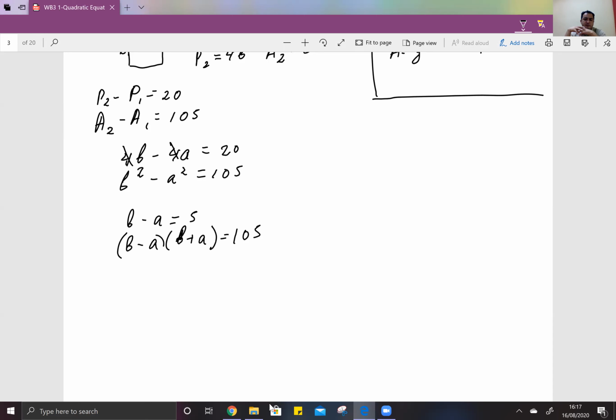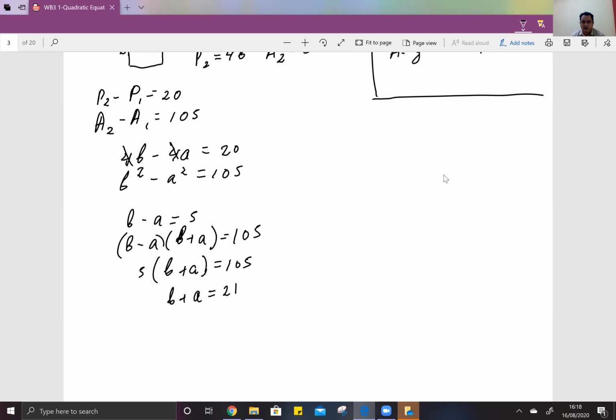Okay, now we know what B minus A is. That's equal to 5. So substitute 5 for B minus A in the last equation. So we have 5 times B plus A equals 105. If you divide both sides by 5, we have B plus A equals 21. Can you write that together now?